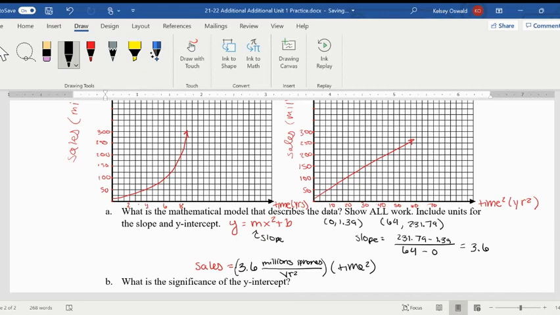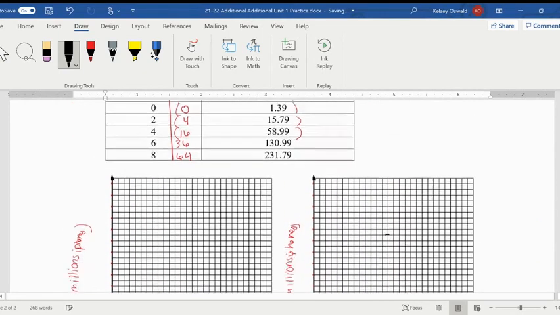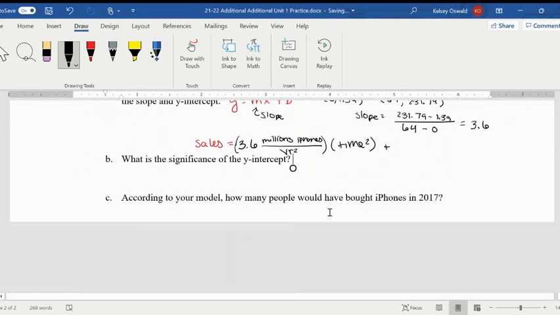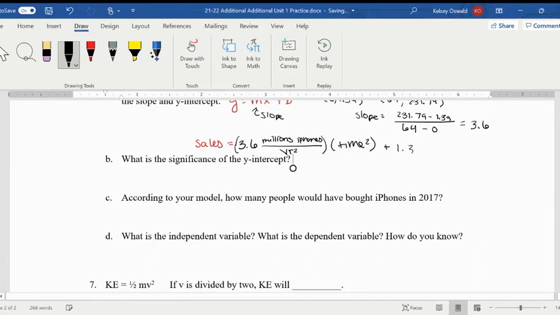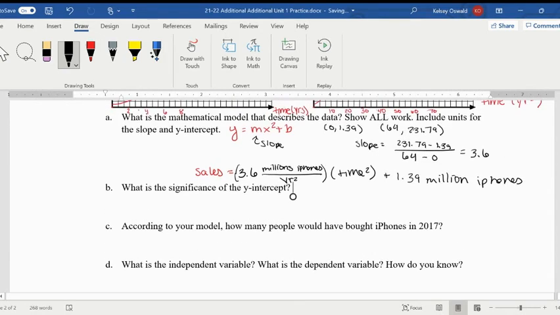our y-intercept. So if we look up to our graph, our data, when time is 0, we sold 1.39 million iPhones. So that 1.39 is going to be our y-intercept. And make sure you include units on that y-intercept as well. 1.39 million iPhones. Okay. The y-intercept, that's going to show how many iPhones were sold in that first year, or how many iPhones were sold in 2007.